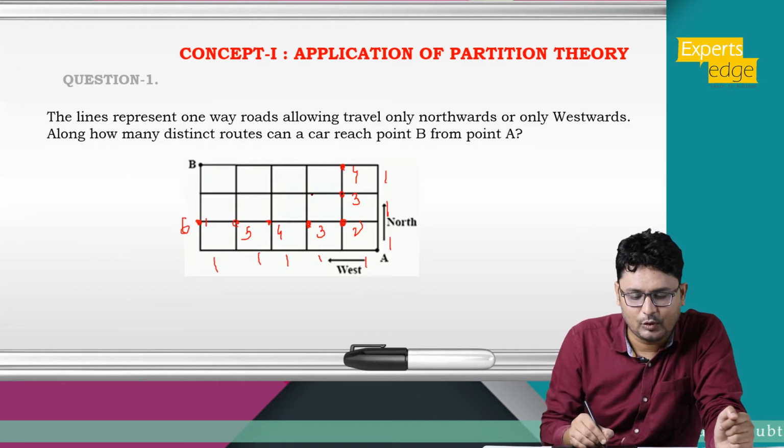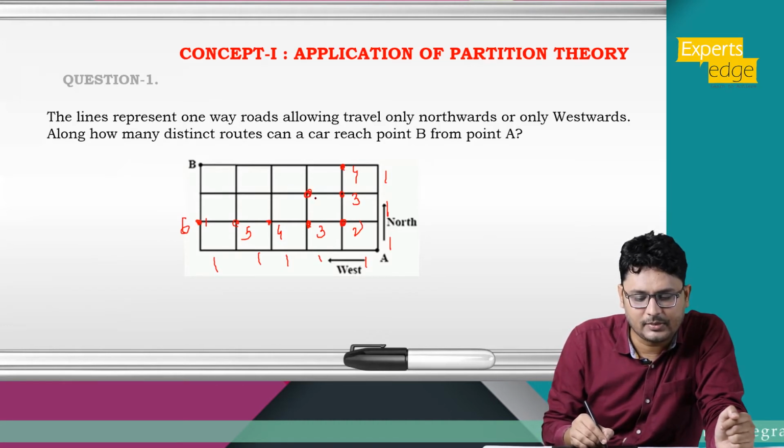Now at this moment it will be how much? 3 from here, 3 from here, it will be 6. Here it will be how much? It will be 10. Then here it will be 6 plus 4, 10.